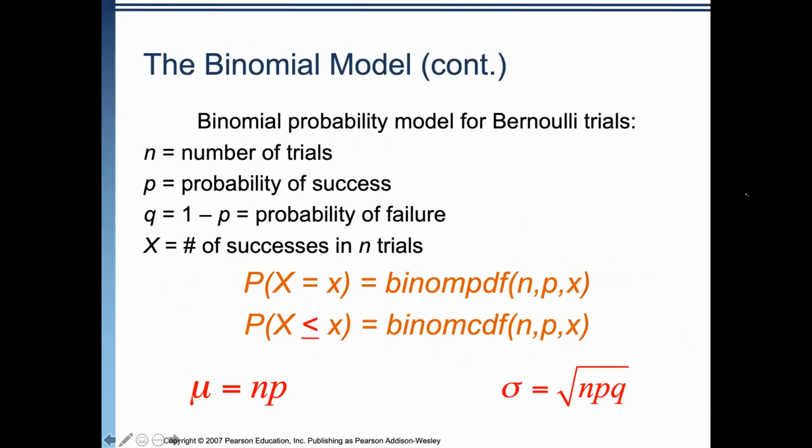Okay, so in summary, if you want to screenshot this, it is a good summary of everything. You have all our variables defined. N, number of trials. P, probability of success. Q, which you'll sometimes see, is just 1 minus P, the probability of fail. And X is the number of successes in the fixed number of trials. Binomial PDF is for when you're looking for exactly X number of successes. You can use CDF if you want less than or equal to this many successes. And then these are your formulas for the mean and standard deviation. And that is it for our first lesson.